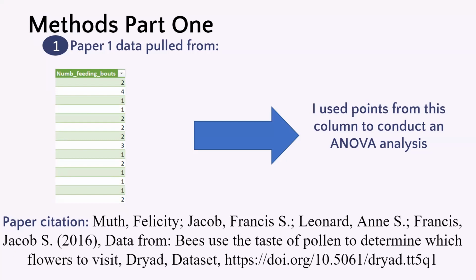Basically, what I did was from this data set, I found a column of data with the variable name, number of feeding bouts. Now you don't see the x-axis, but what's supposed to be on the left side of this table is which treatment the plant is being given. So which secondary metabolites are we looking at, and how many times does a bee go to a plant with a certain treatment, a certain secondary metabolite. And I used points from this column to conduct an ANOVA analysis.